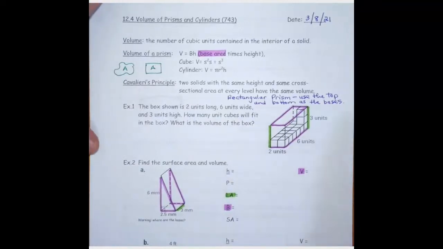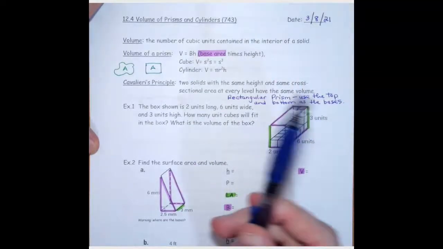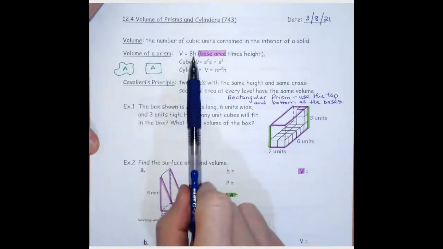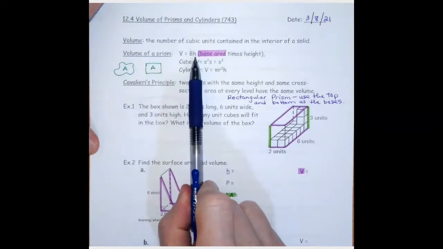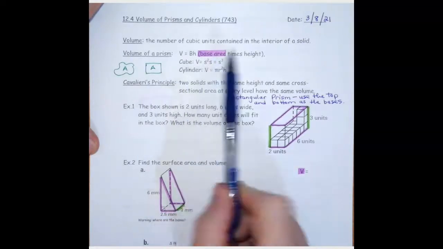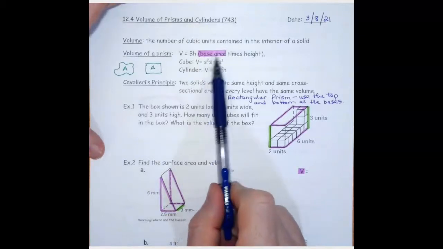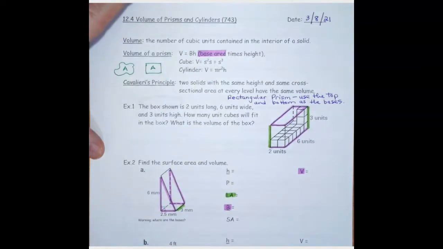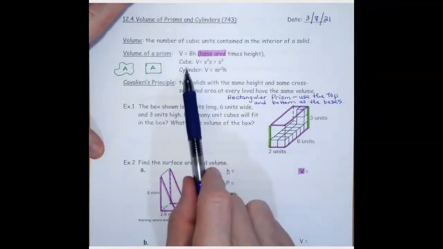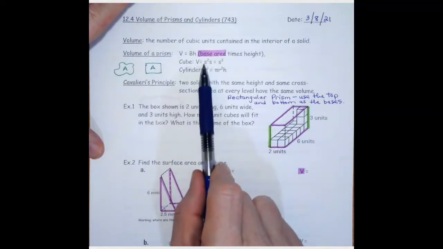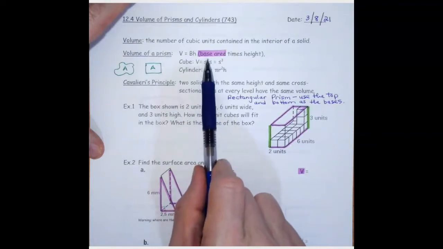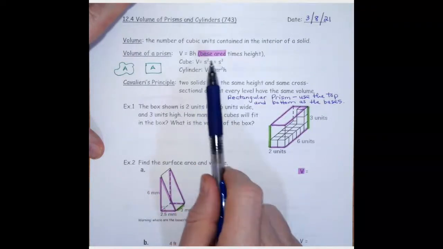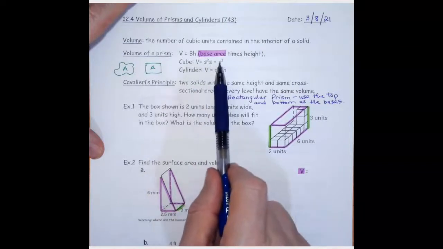Now, volume is the number of cubic units contained in the inside of a solid. The volume of a prism is the base area times the height. I'm using the same kind of color coding that I used in the previous notes: purple for the bases, green for the lateral area, the height there. Now we can look at a cube as slightly different because the base is a square, so the base area would be side squared, times the side, because in a cube they're all equal, so that would be s cubed.